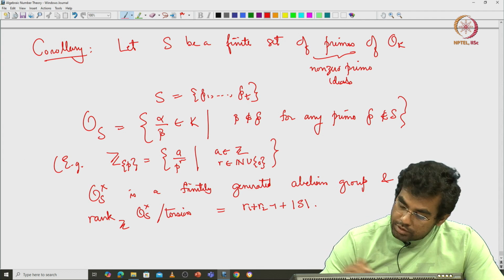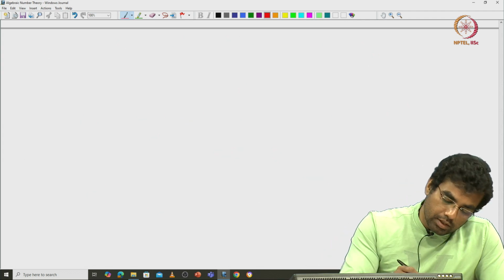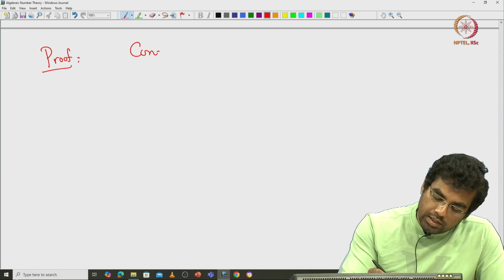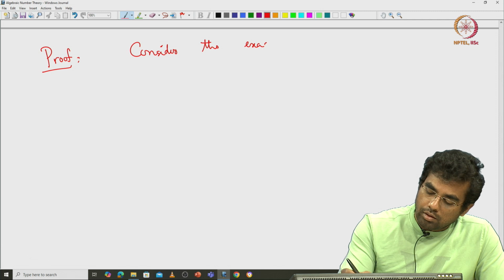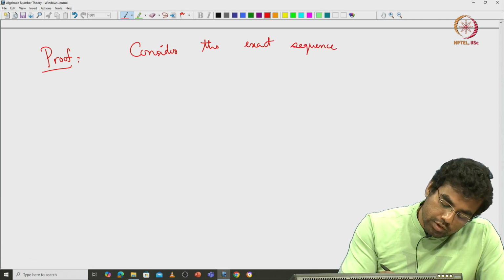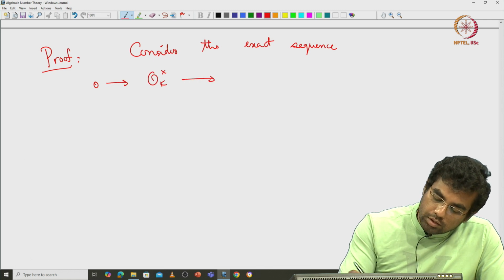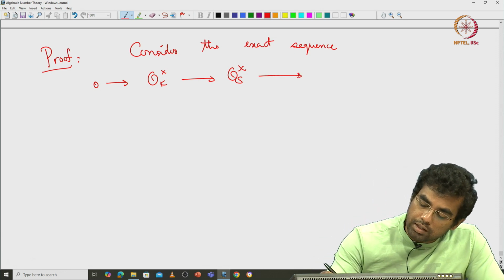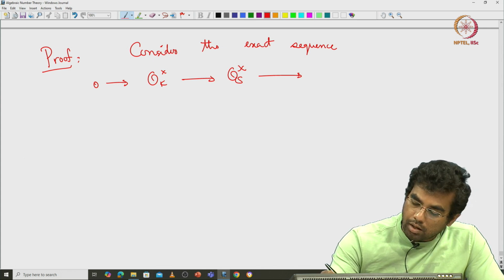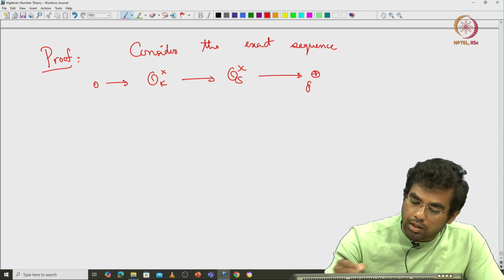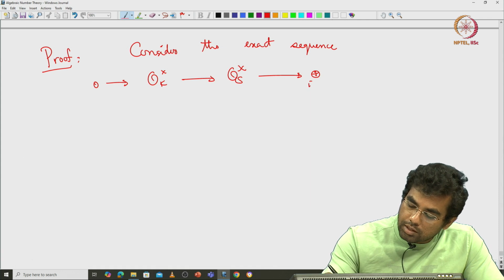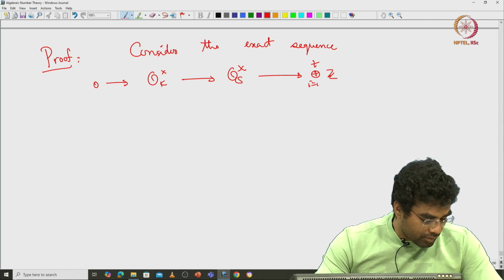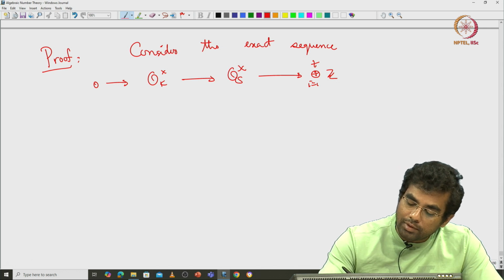So how do we prove this kind of thing? Let me give you an idea of how this is proven. You consider the exact sequence which goes from O_K cross to O_S cross. There is an inclusion like this, since every unit in O_K is also a unit in O_S. Then you go to the free abelian group generated by, since we have numbered our set S, this. Maybe I have to define how this map is defined.